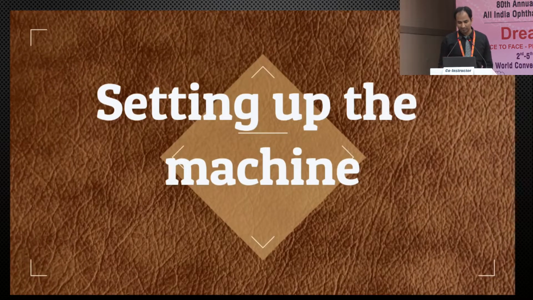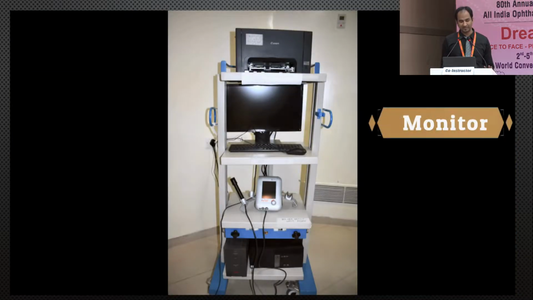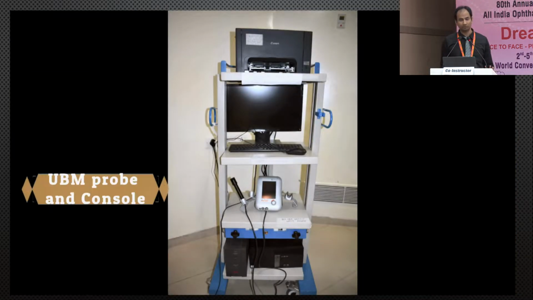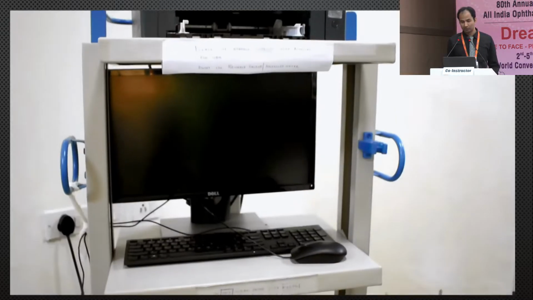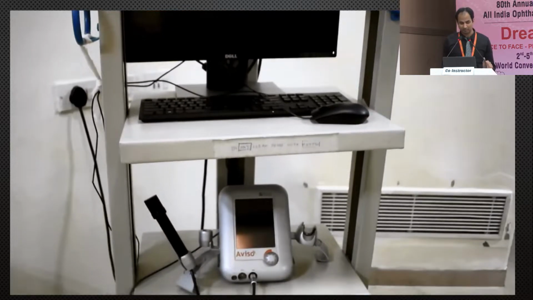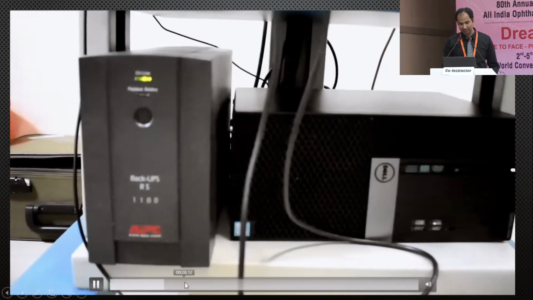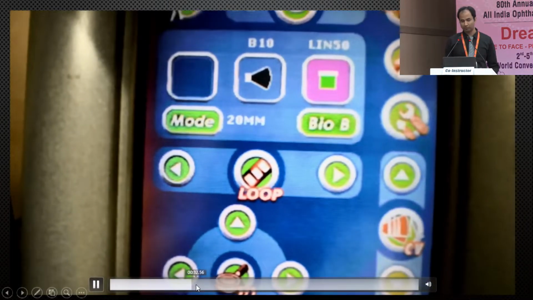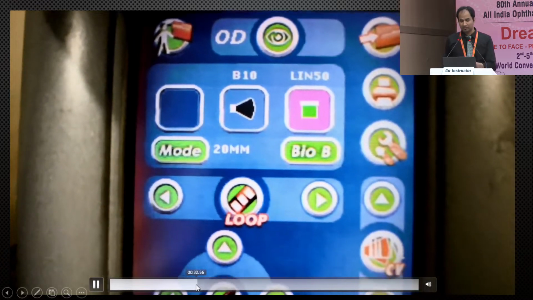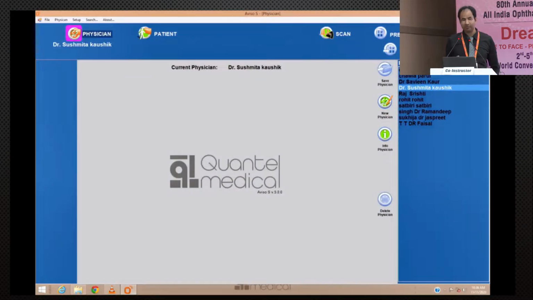So first, setting up the machine. The machine has various parts. It has a printer, a monitor, a console, a probe, and UPS and CPU. So first, we need to turn on the UPS, then the CPU, then we start the console. When the console is on, here we can see the console is on. The probe is 50 megahertz, and this machine comes with B-scan also, so 50 megahertz has to be selected. Then patient entry is done.